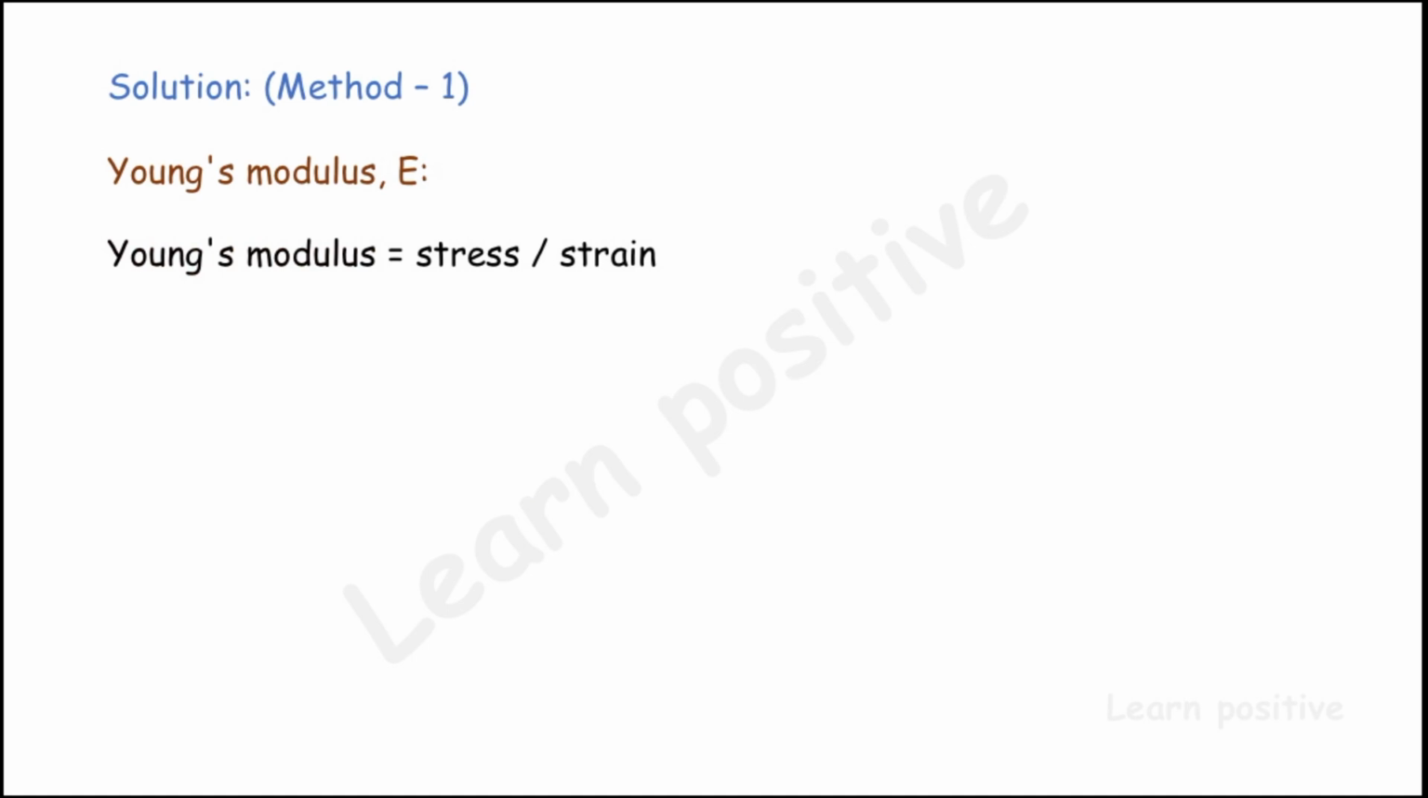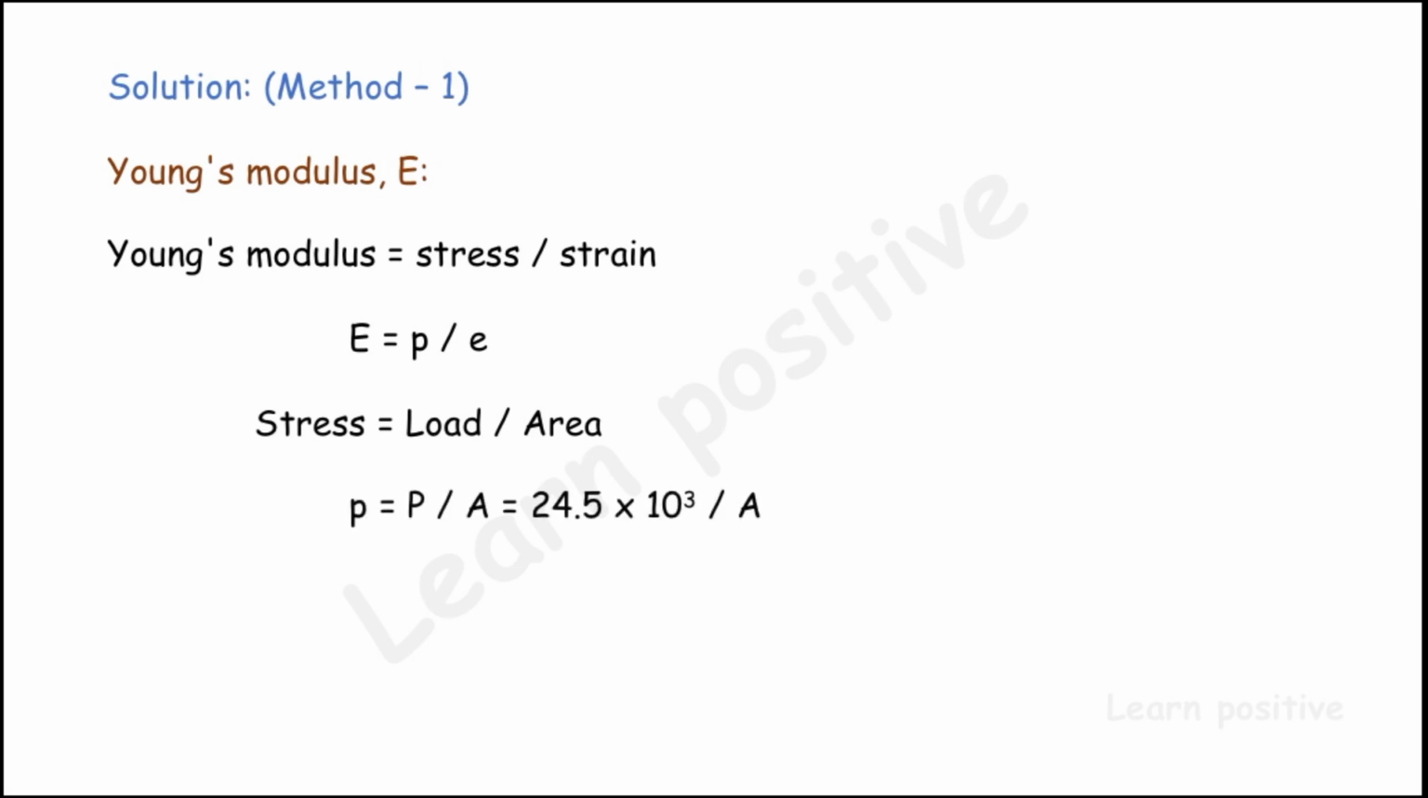The formula of Young's modulus is stress divided by strain, that is capital E equal to small p divided by small e. In this we have to find stress and strain separately and substitute in the formula of Young's modulus. The value of stress is load by area, that is small p equal to capital P by A. We know the value of the load, so it was 24.5 into 10 to the power of 3, but we don't know the value of area. So first we have to find the area.